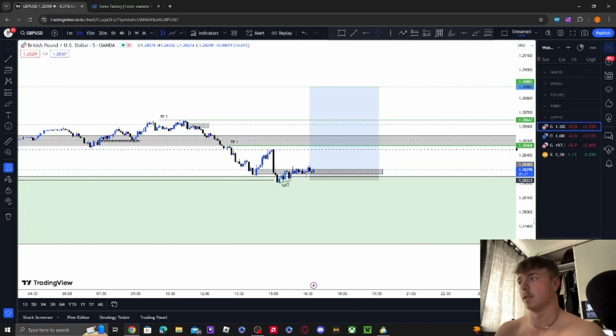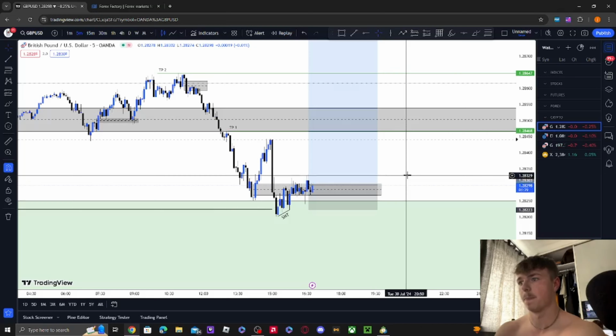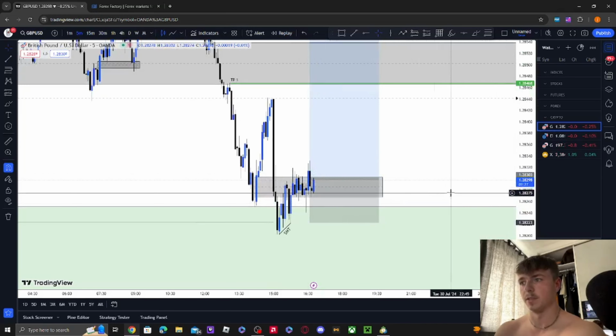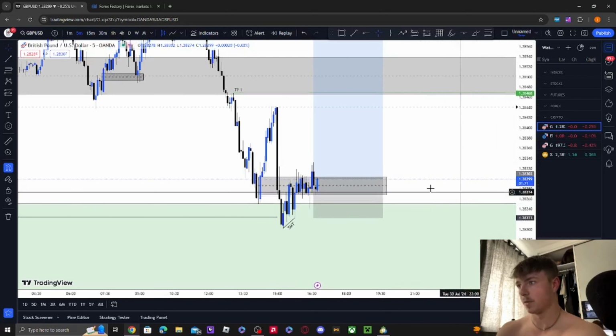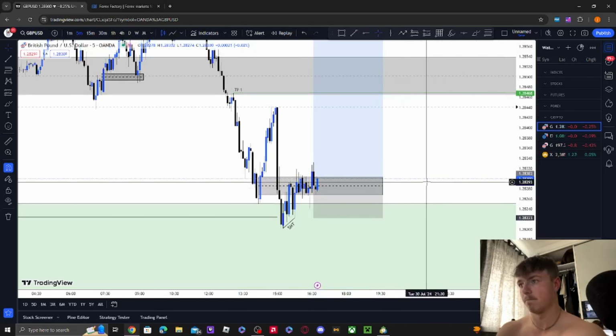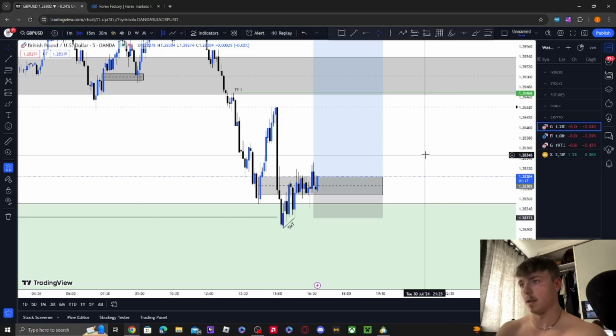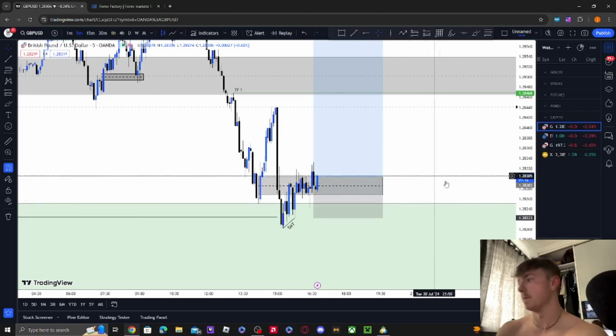The only issue is price action is so choppy and sloppy, so it's probably a terrible time to trade, but all the confluence is there. You miss 100% of the shots you don't take.